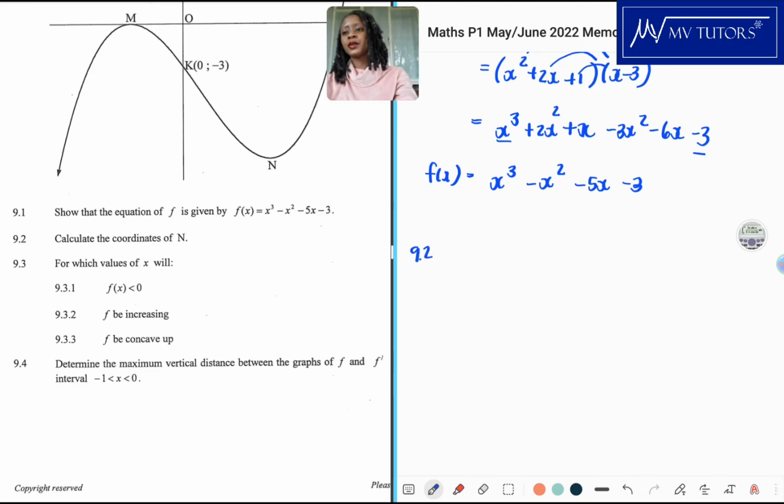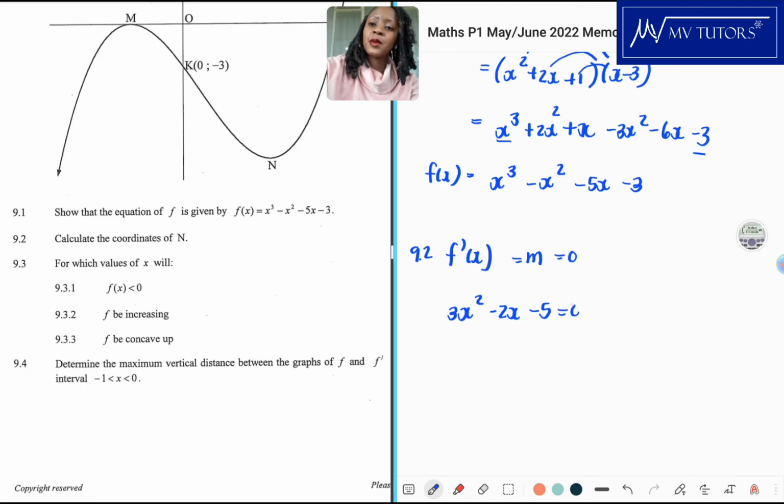Then 9.2, it says calculate the coordinates of n. So n is a turning point. We already have the coordinates of m, so let's get the coordinates of n. And by doing so, we know that the gradient at the turning point is equal to 0. So I will then make the equation equal to 0. So if I take the first derivative, that would be 3x squared minus 2x minus 5 is equal to 0.